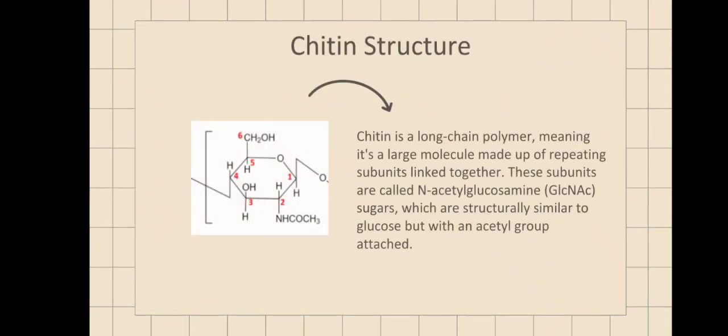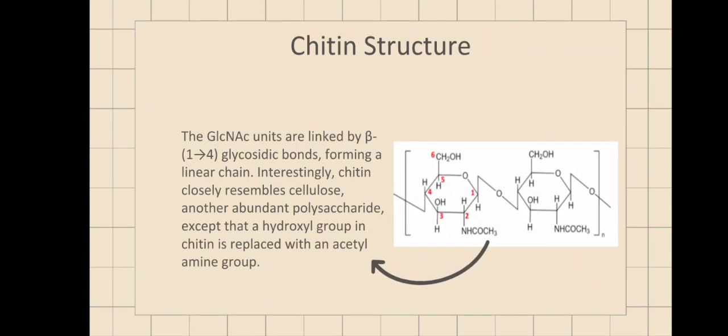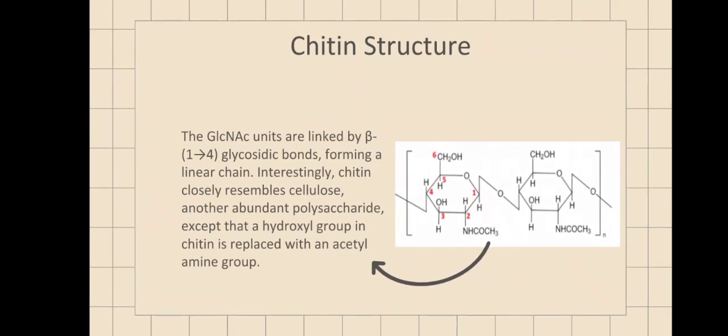So chitin is a long chain polymer, meaning it is a large molecule made up of repeating subunits linked together. These subunits are called N-acetylglucosamine sugars, which are structurally similar to glucose, but with an acetyl group attached. The GlcNAc units are linked by beta-1,4 glycosidic bonds, forming a linear chain.